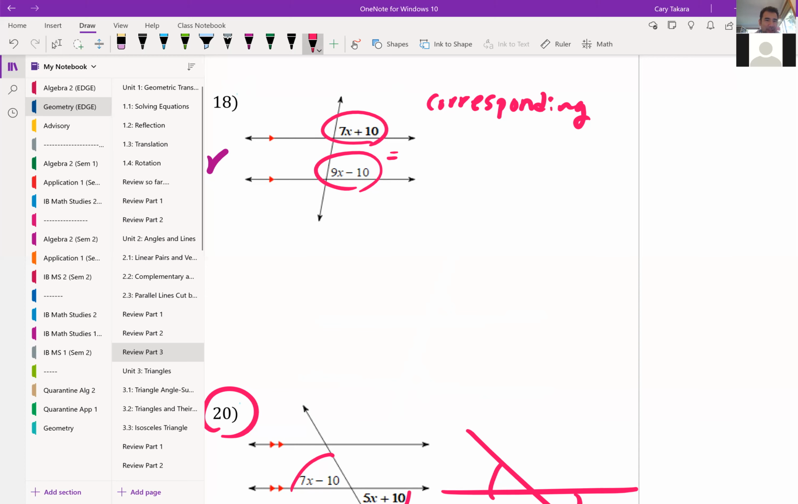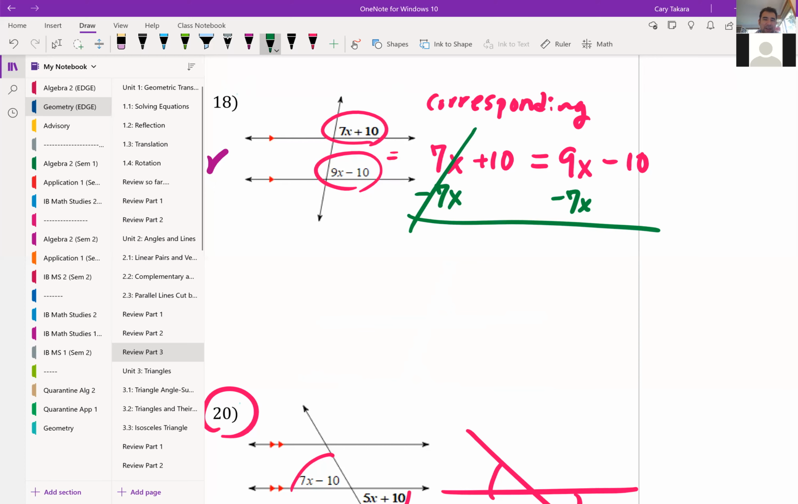So each angle is equal to each other. So 7x plus 10 is equal to 9x minus 10. If I get rid of the smaller x, that would be 7x. So I'm going to subtract that. So I have 10 equals 2x minus 10.